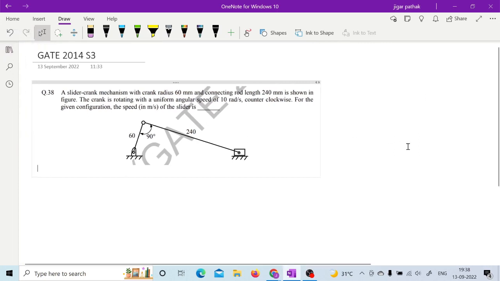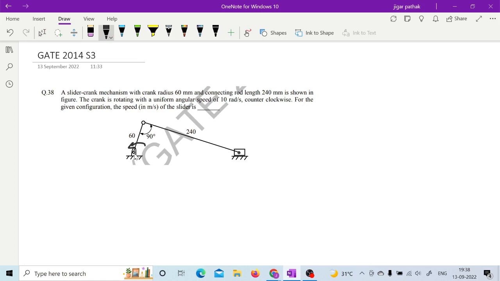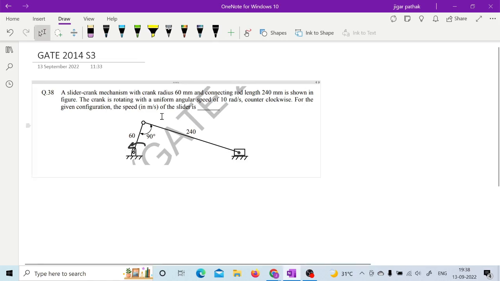So here this is a question from GATE 2014 session 3, that a slider crank mechanism with crank radius 60 mm and connecting rod length 240 mm is shown in figure. Now the crank is rotating with a uniform angular speed of 10 radian per second counterclockwise, right? So here this crank is rotating counterclockwise. Now for the given configuration, the speed in meter per second of the slider is.